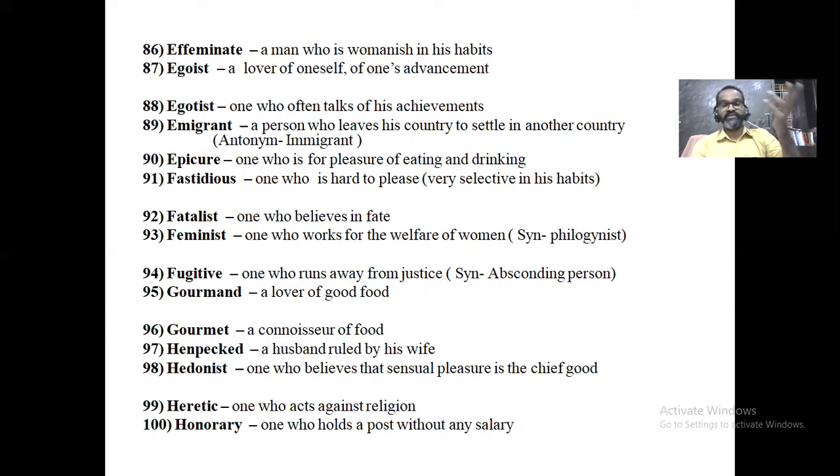Feminism is actually taken in the wrong way. But feminism is not that. Even a gent who works for the welfare of women is also a feminist. Even women who think about the welfare of women are also feminists.